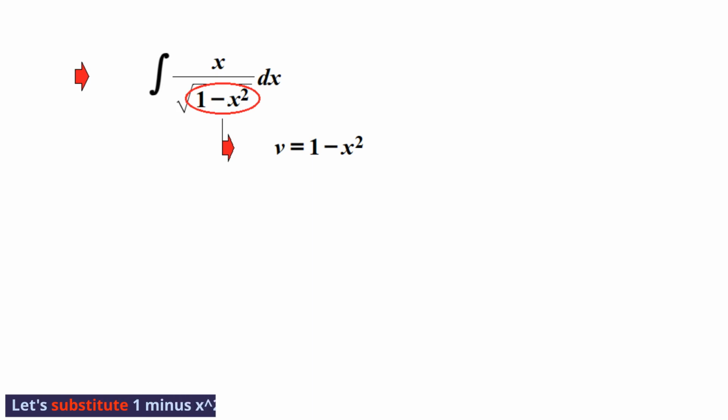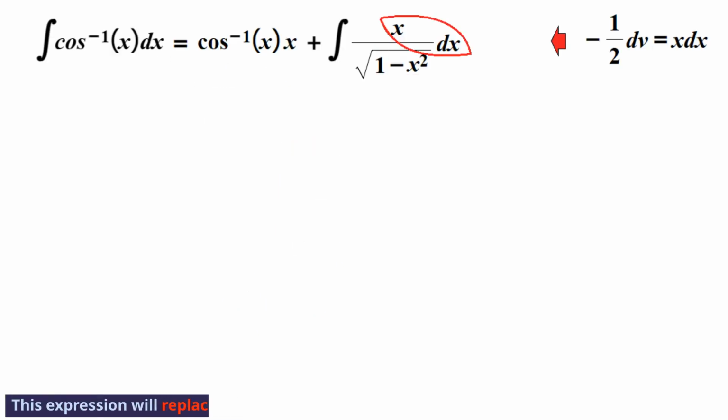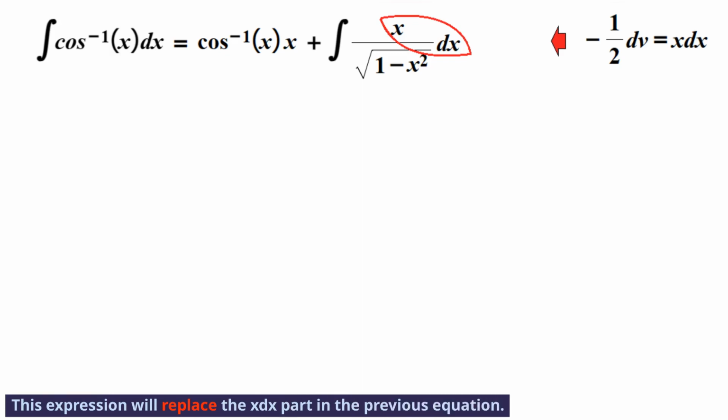Let's substitute 1 minus x squared as v. This gives us dv dx equals -2x, which transforms to dv equals -2x dx. Hence, x dx equals -1/2 dv. This expression will replace the x dx part in the previous equation.